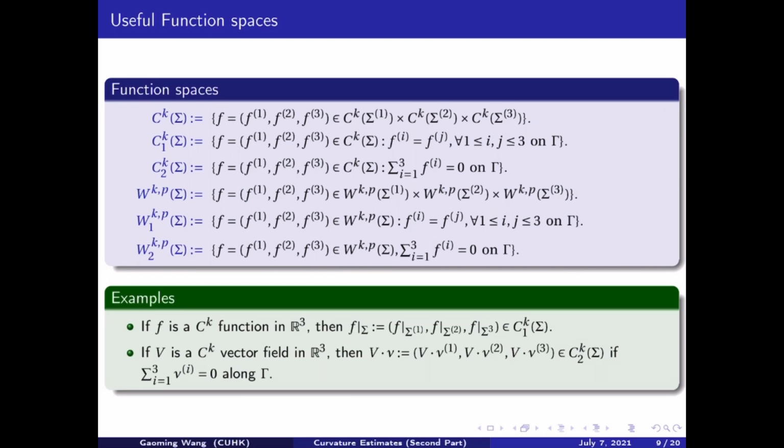On the other hand, we say a WKP function on sigma is a W2KP function if the sum of components vanishes along gamma in the trace sense. W212 space will be used a lot later on.